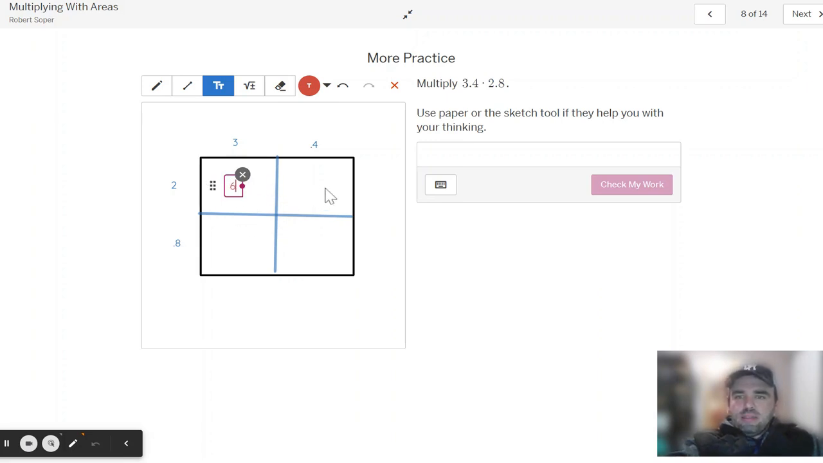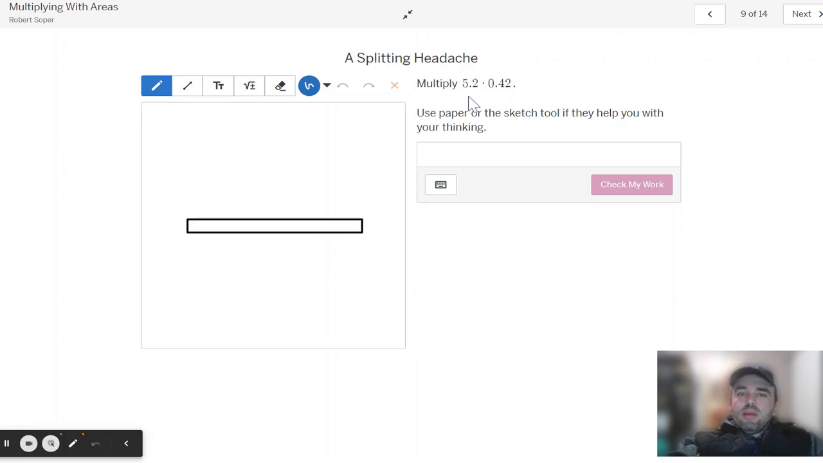2 times 3 is 6. 2 times 4/10 is, go ahead and plug it in, 8/10. 8/10 times 3 is 2 4/10. 8/10 times 4/10 is 32 hundredths. So what you would do is go ahead and add those 4 up, pull out your whiteboard, add up 6 plus 8/10 plus 2 4/10 plus 32 hundredths, and check your work here. Next, we're going to do 5 2/10 times 42 hundredths.